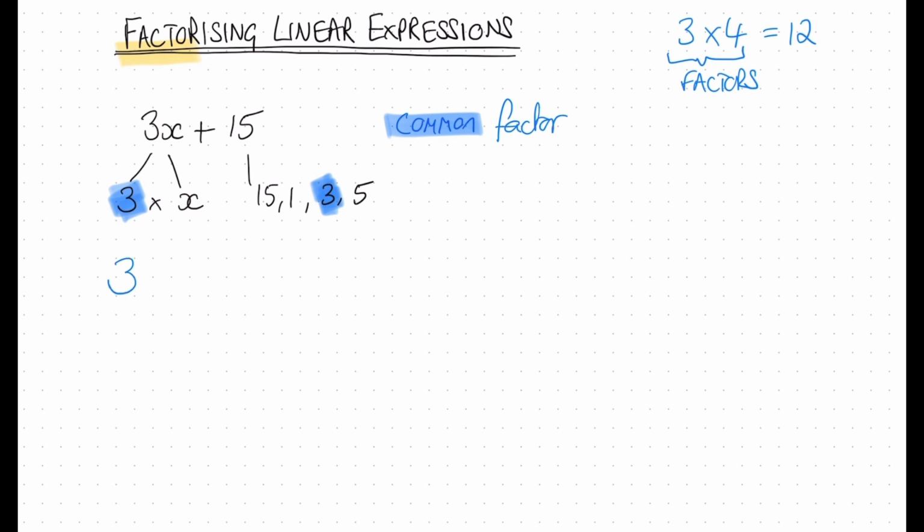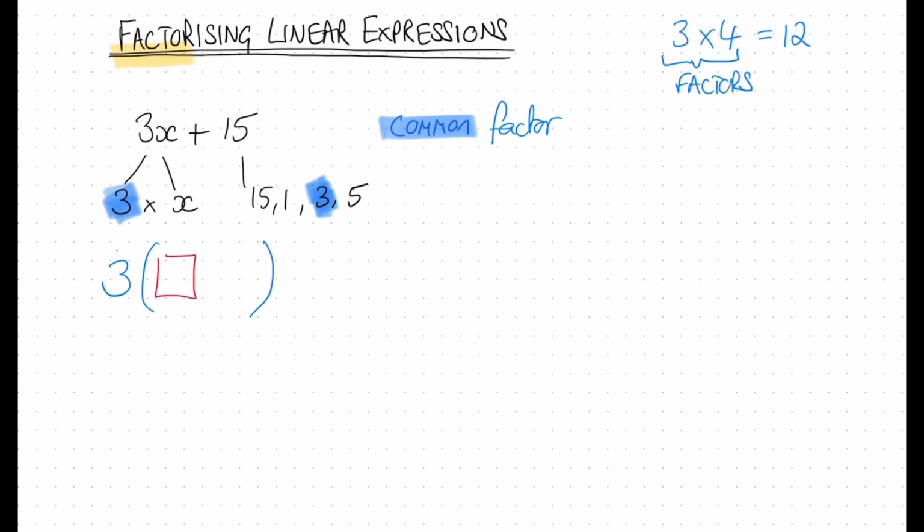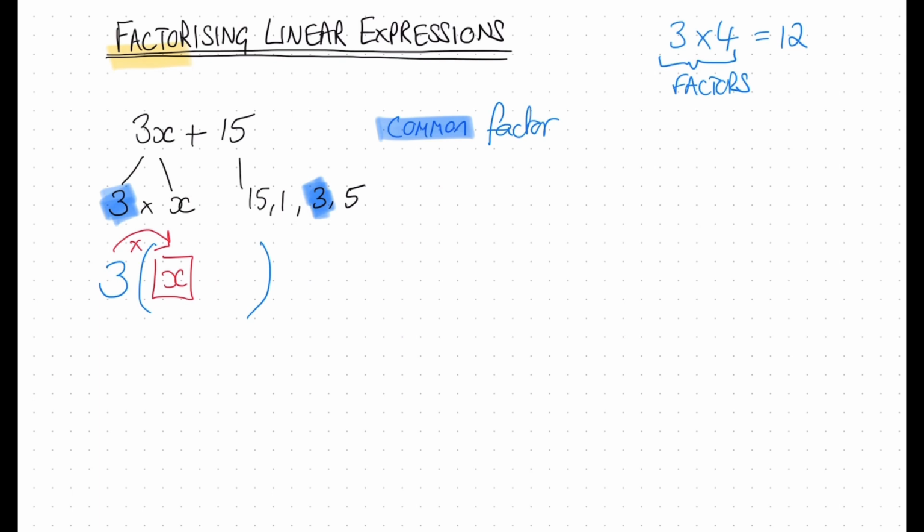So we write our 3. Then we're going to do some brackets. Now we need to look at what you can multiply this 3 by to get to 3x. And our first missing number here in my little red box is going to be 3 times by something which makes 3x, which is from our question. And as we know, 3 times by x makes 3x.